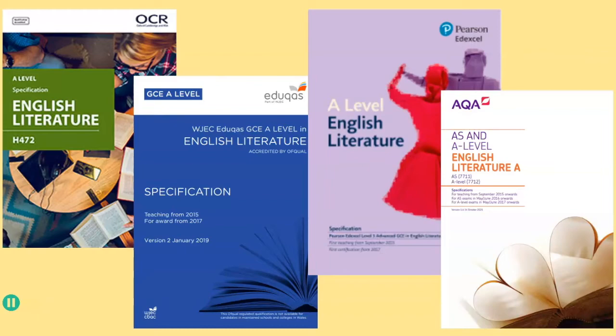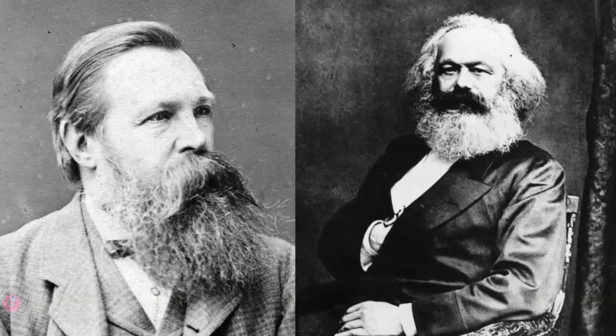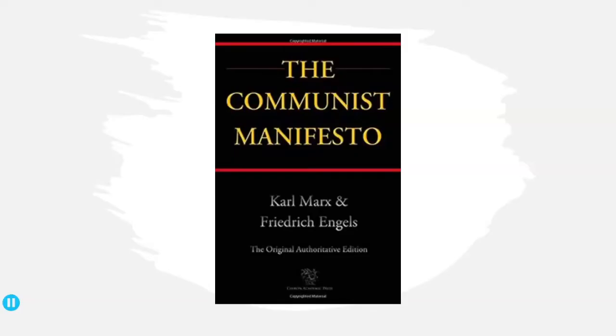So, with that out of the way, what is Marxism? Marxism is a political, social and economic philosophy named after Karl Marx, who, along with Friedrich Engels, published the Communist Manifesto in 1848.